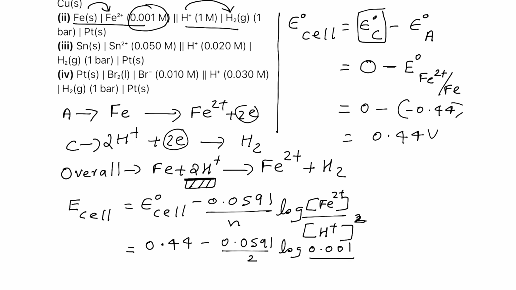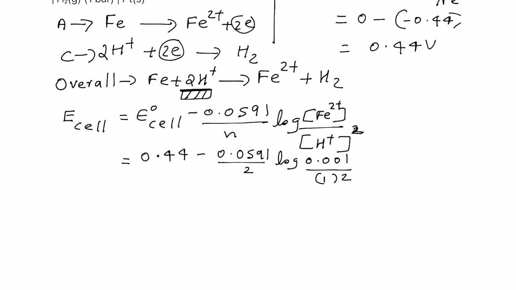0.001 by, what is the concentration of H plus? See, H plus is 1 M, right? So 1 raised to 2. Clear? Now continue with the calculation.